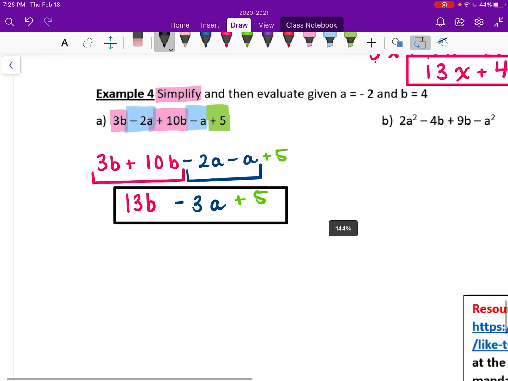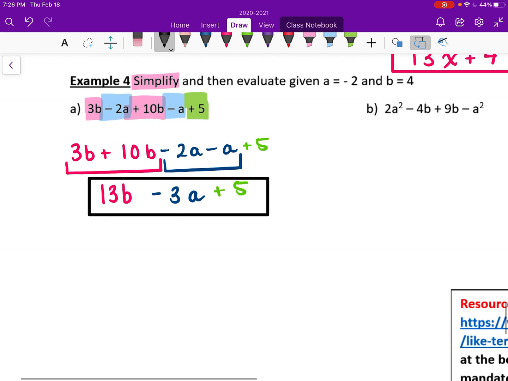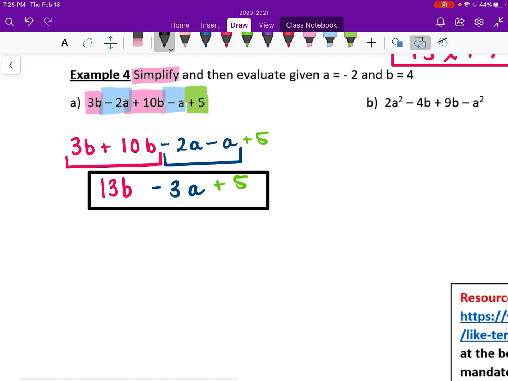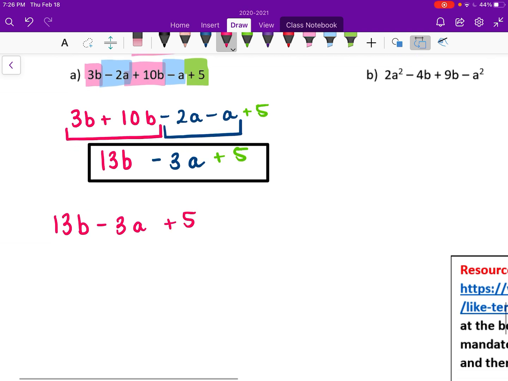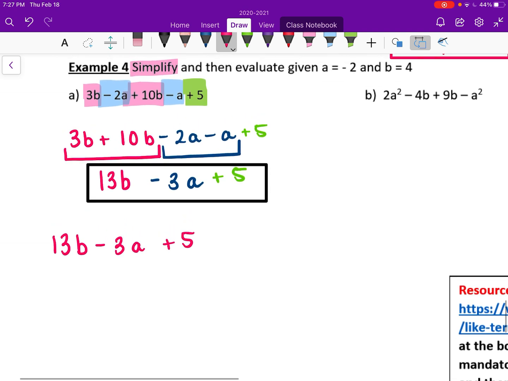That is the most simplified expression. Now what I'm going to do is I know that a is equal to negative 2. So I'm going to say, okay, 13b minus 3a plus 5. I'm just going to go substitute my stuff in. So I know b is equal to 4, so 13 multiplied by 4, and always make sure it's in brackets, minus 3 times negative 2 plus 5, right?